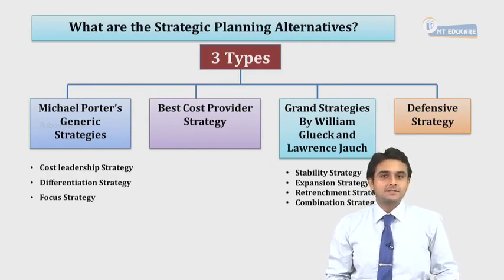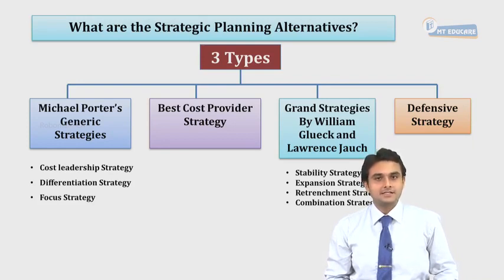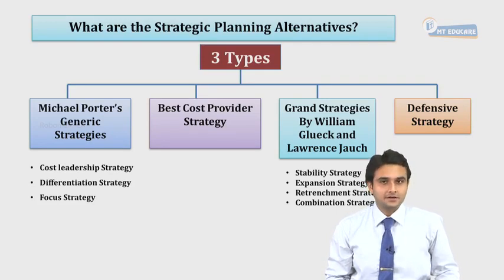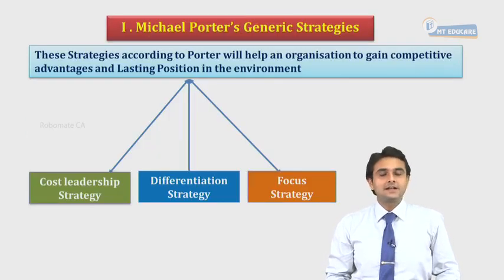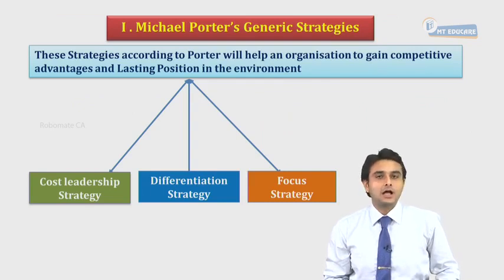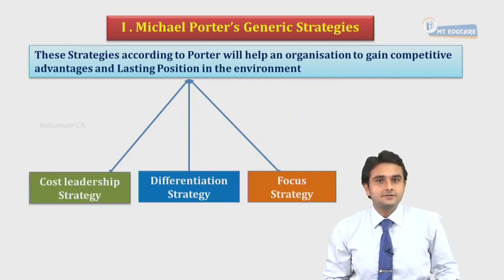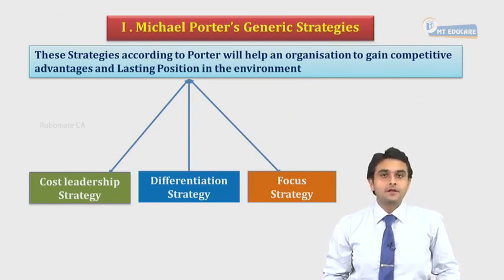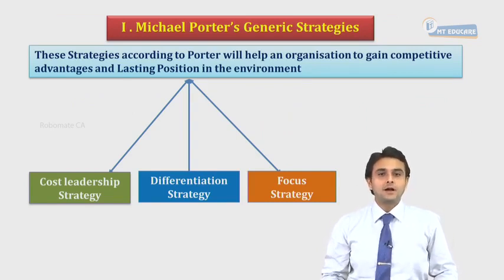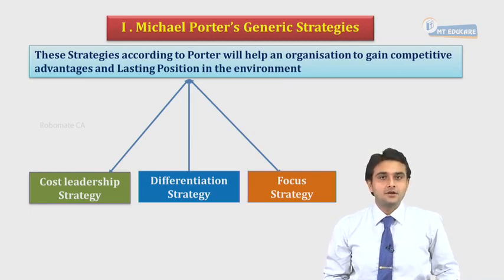Mainly the chapter consists of Michael Porter's generic strategies, grand strategies by William Glueck and Lawrence George, and defensive strategies. So it majorly consists of these 3 types. Now, let us just try to understand Michael Porter's generic strategies, which are cost leadership strategy, differentiation strategy, and focus strategy. Now, we will take a few examples to understand these strategies here itself.